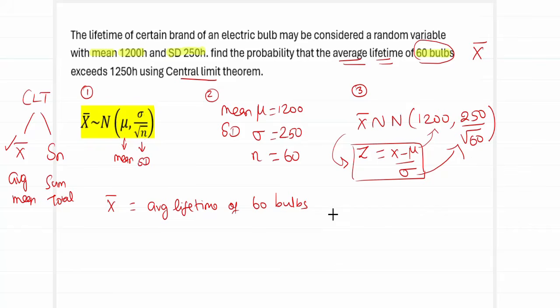Now we will move on to step 4. What is our step 4? The requirement. What is the question asked? What does the question demand from us? The question demands the probability that the average lifetime is going to exceed 1250 hours.